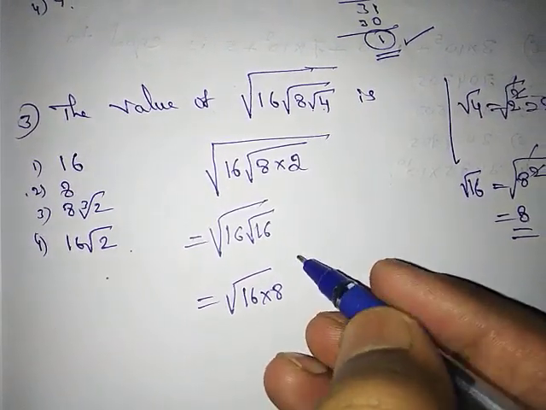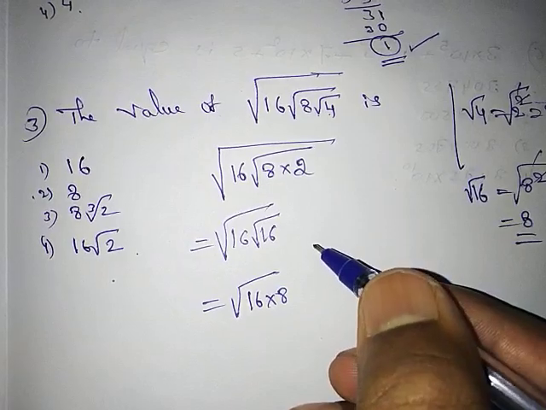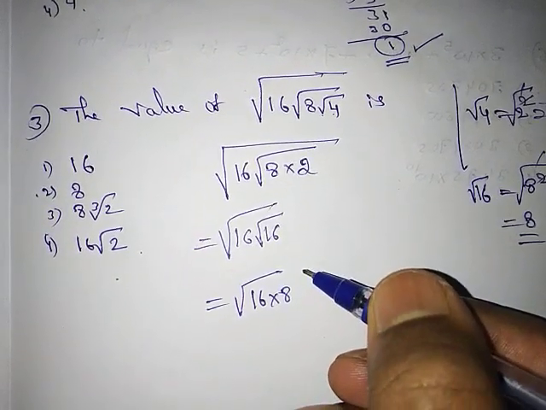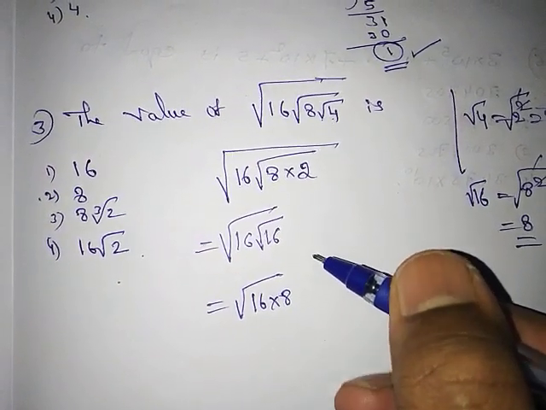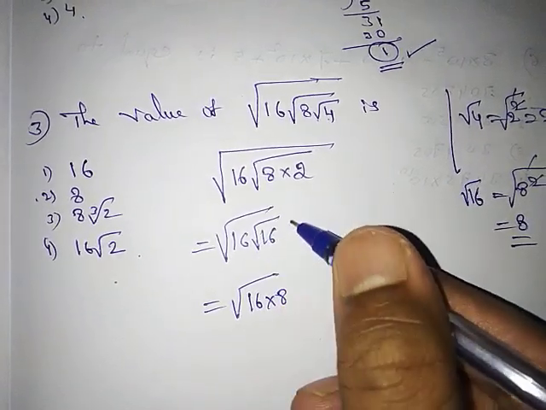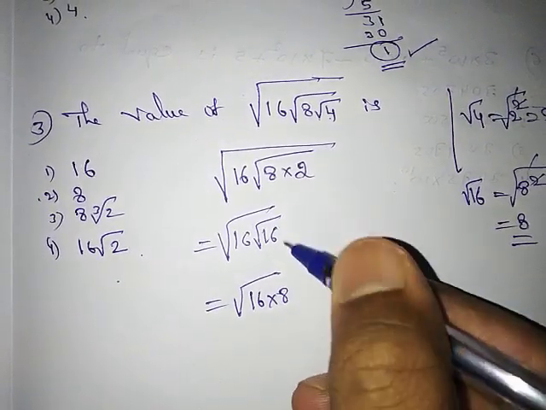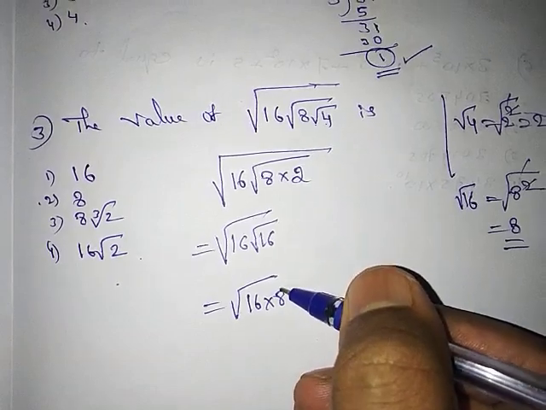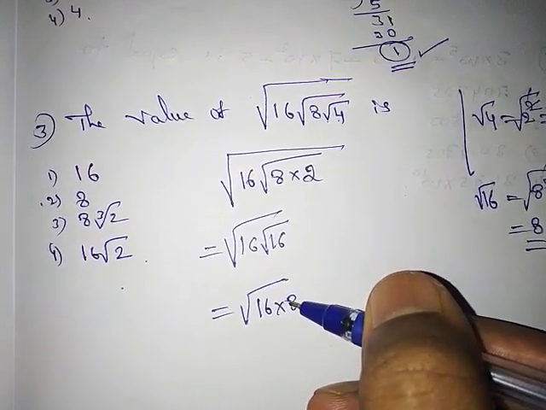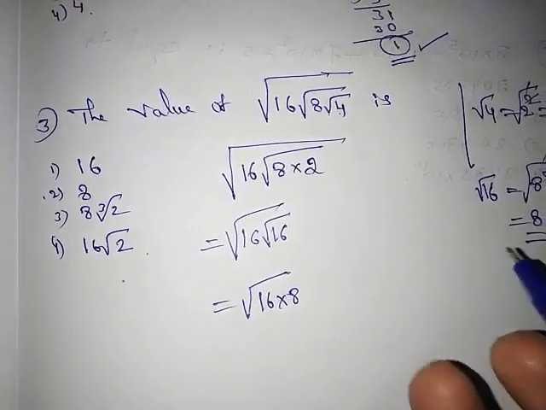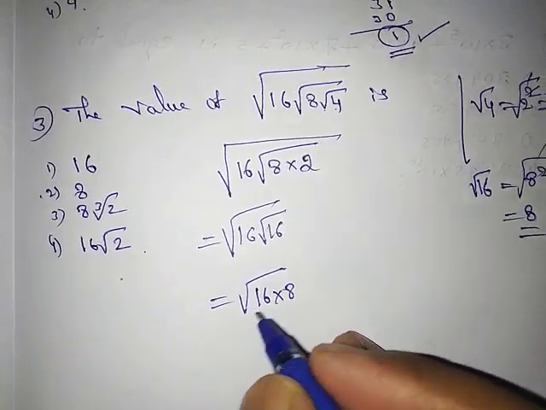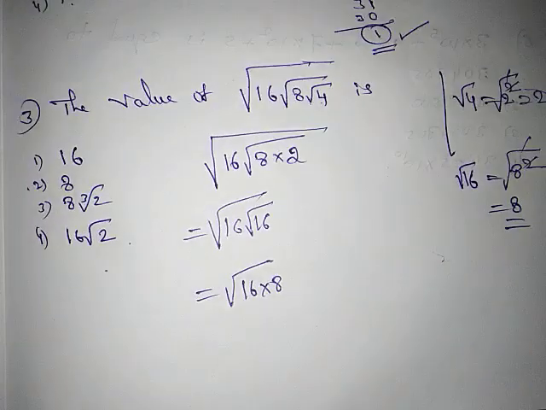Some of the students who are preparing for examinations make so many mistakes. They simplify this root 16 and get 8, but again they put the root here. That is the main mistake. So many students are doing like that. So you don't make that mistake. And you have to multiply this 16 and 8.